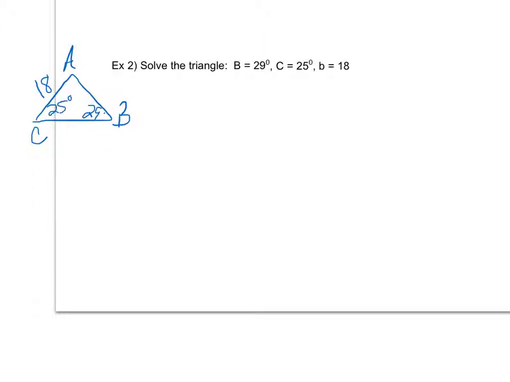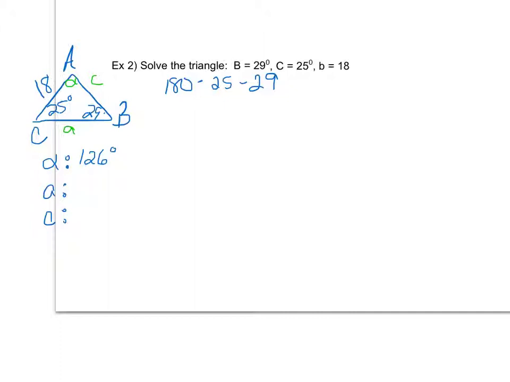So again, what do I have to find? I notice I have to find my angle A, my alpha, my side A, and my side C. So in order to stay organized, I always write down what I need. So I need alpha, I need A, and I need C. Since I already know 2 of my angles, my alpha is pretty basic to solve for. I can just take 180 minus 25 minus 29. That'll give me my alpha, which is 126 degrees.